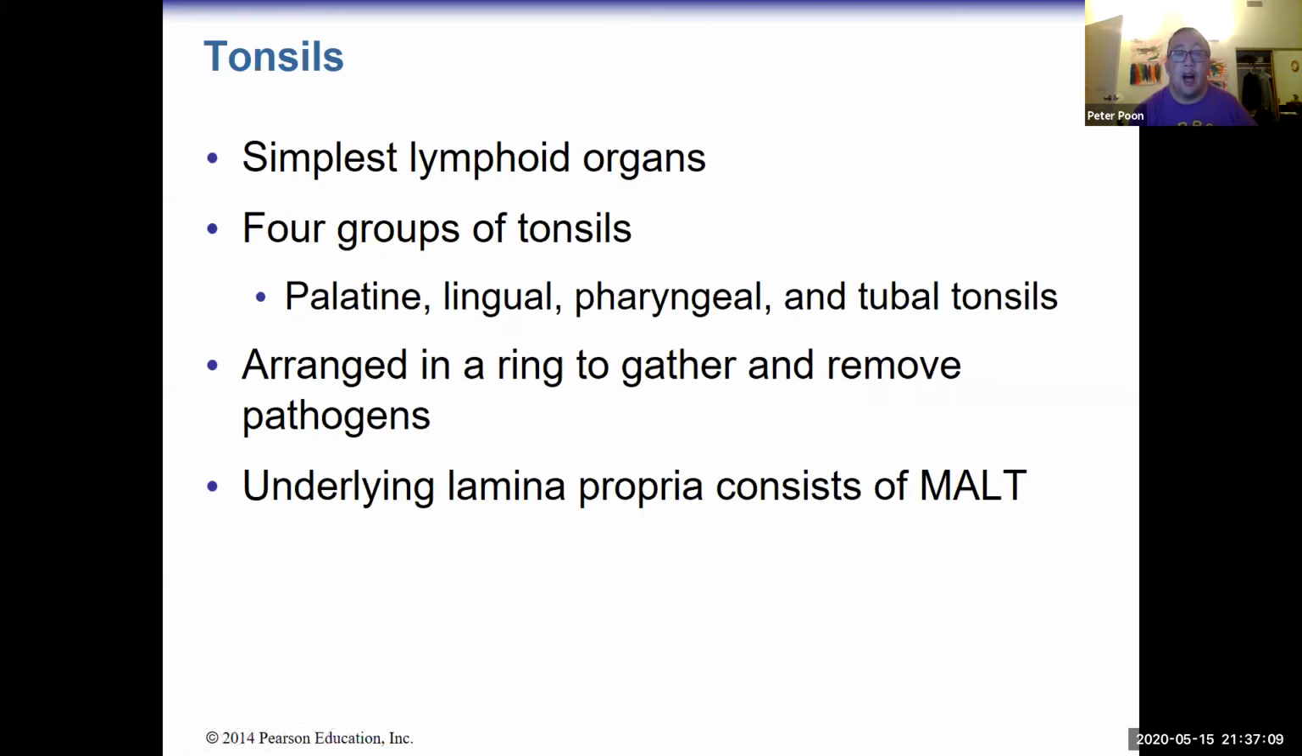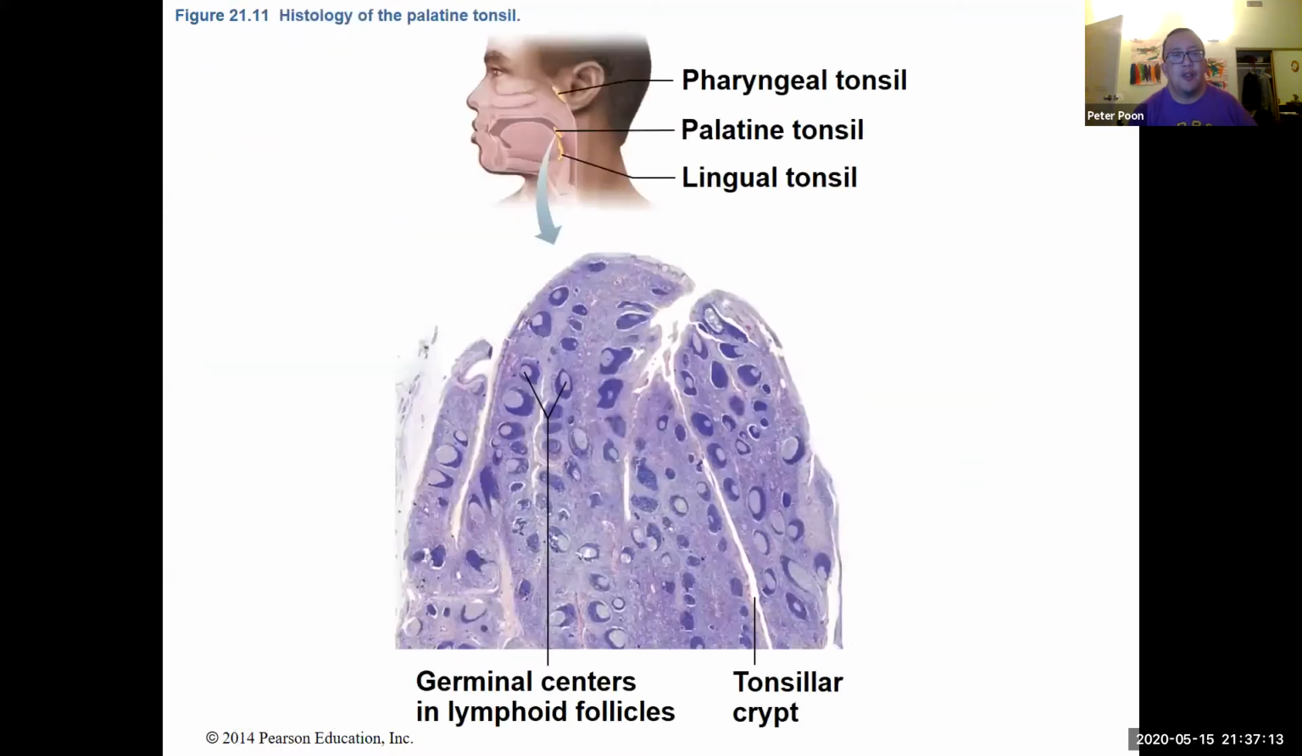Tonsils. You'll see they go in a ring around your respiratory and digestive tract entryway. So when you swallow stuff or breathe in stuff, it's an early warning signal to your body: these are the things I just swallowed, or these are the bacteria I just breathed into my lungs.